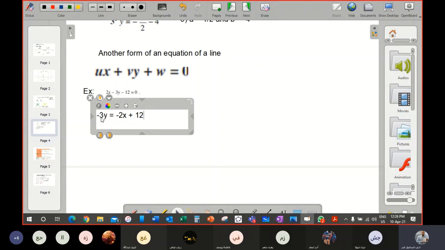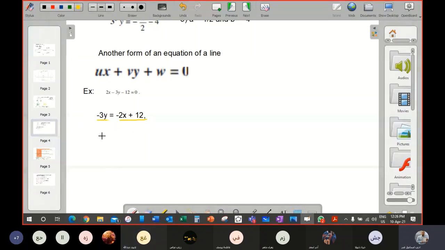So we continue. We want only y on the left-hand side. So what do we do? We divide both sides of the equation by the coefficient of y. What is the coefficient of y? Minus 3. So we divide both sides by minus 3. Why are we dividing by minus 3? To simplify this minus 3 with this minus 3. Why both sides? To make sure not to change the equation.